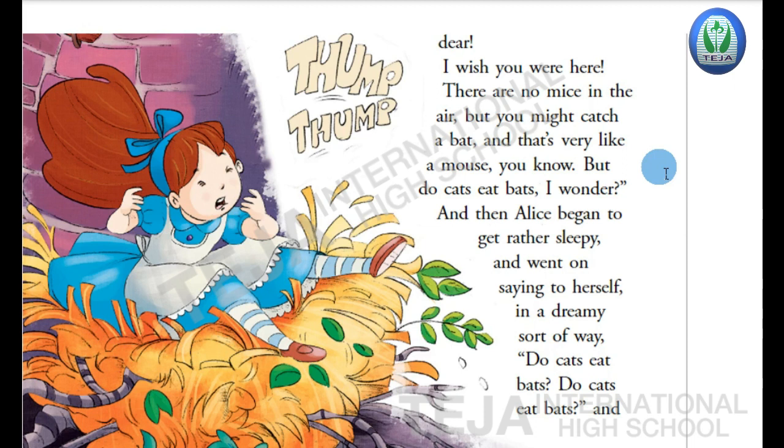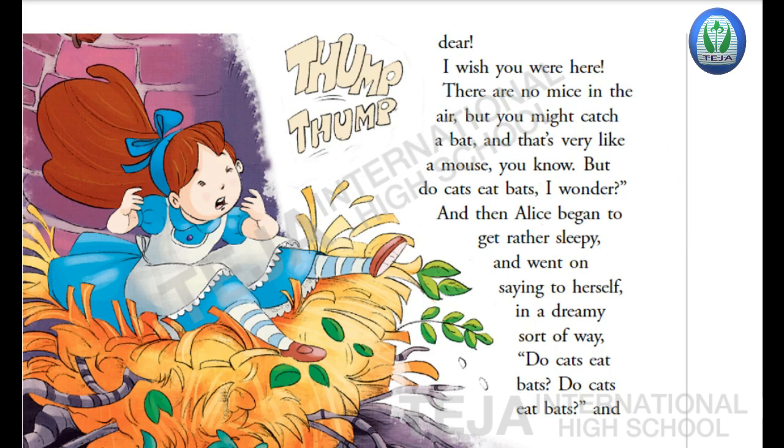So if Dinah was there with her, it may catch the bats. Now she is feeling sleepy, and she wonders, do cats eat bats? Cats may eat the mouse, but will they eat the bats? She got a doubt. Now she was sleepy, she was getting a lot of sleep. In a sleepy, dreamy way, as if she was talking in a dream, she is saying, do cats eat bats?